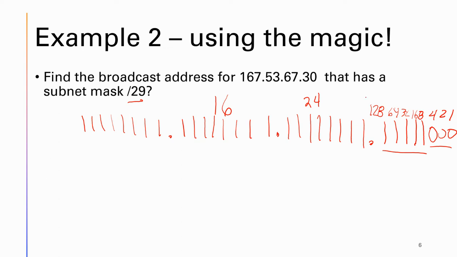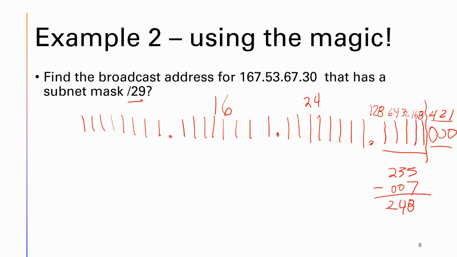And so what we want to do is add up all the ones. Now, if you've got really good math abilities, you can do that in your head. That's great. For me, I don't, so I'll go the easy way. Look at this here: 4 plus 2 plus 1, so that's 5, 6, 7. So what I do is I go 255 minus 7, and that's 248.